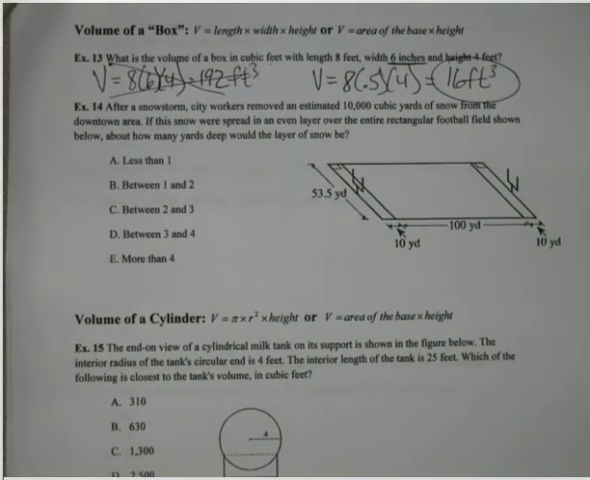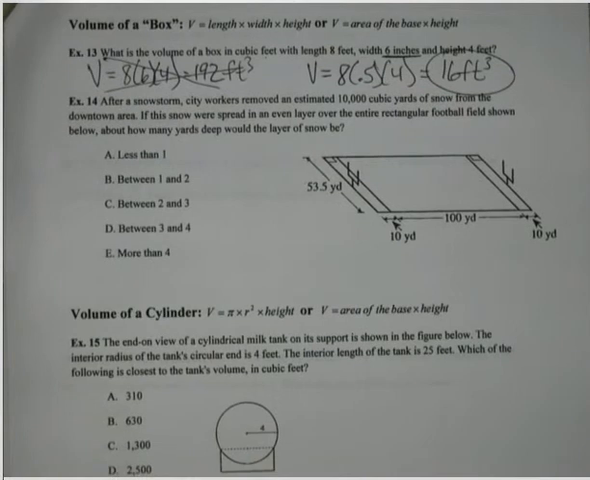Okay, after a snowstorm, city workers remove 10,000 cubic yards of snow from the downtown area. They spread it over the football field. How many yards deep would it be? Okay, so we got yards and yards. We don't have to worry about that at least.